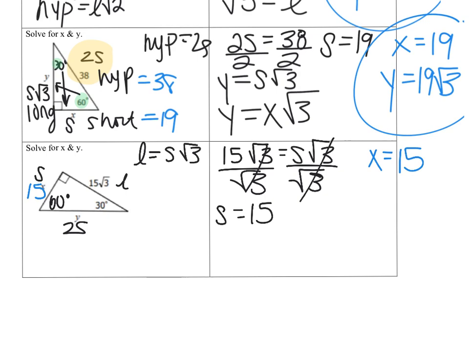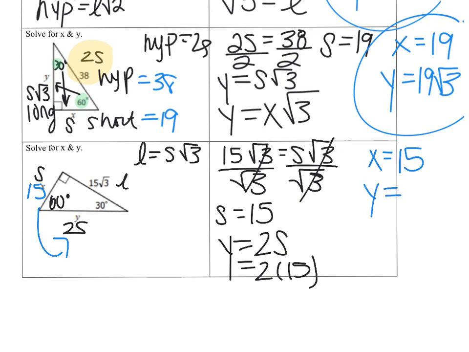Now that we have that, we could find our Y by subbing in 15 for 2S. So I know that my Y is equal to 2 times S. Therefore, it's equal to 2 times 15. So my hypotenuse, Y, is equal to 30. Okay? All right, so that's the gist of our special right triangles here.